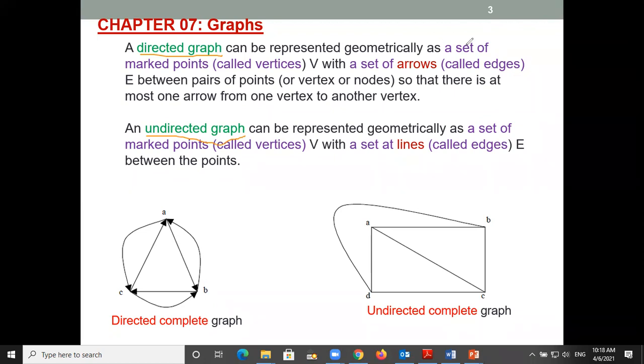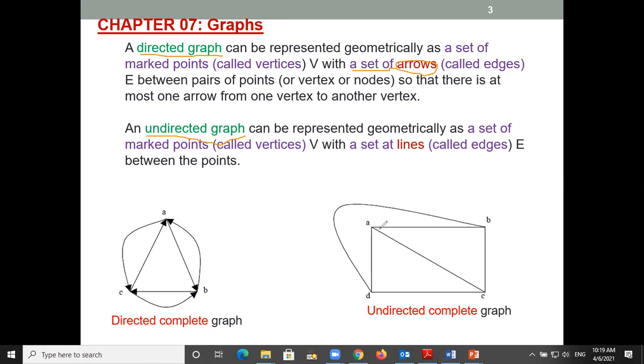For the directed graph, look here, because they have all the connections with arrows. The arrows are pointing to each other. But in the undirected graph, there are no arrows. So these are the two different things. Here you have a set of arrows, and these are the directed graph. It is pointing from here to here, here to here, and here to here.